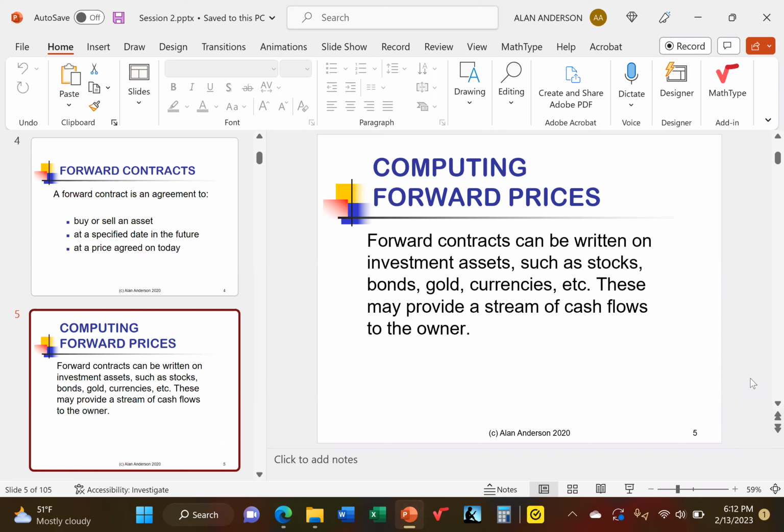And of course, we've already seen that forward contracts are completely flexible. We can write them on literally any asset we can imagine. They can be stocks, bonds, gold, currencies, you name it. As long as we can find somebody who can take the other side of our contract, we're good.